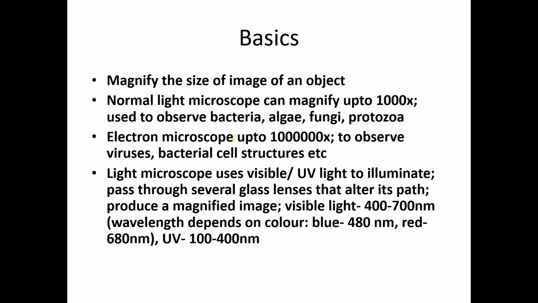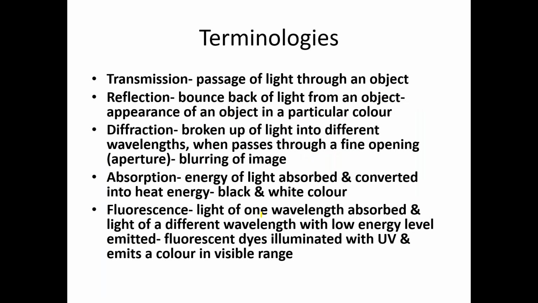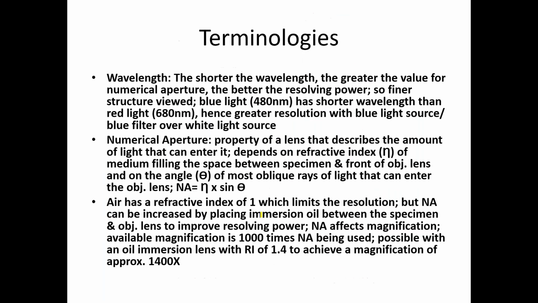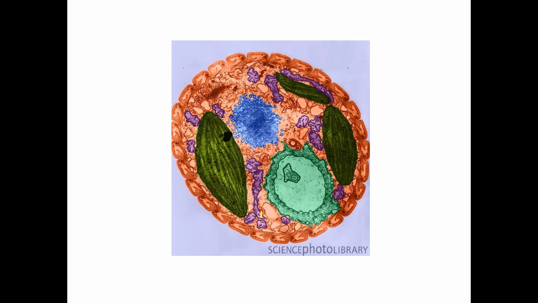In the electron microscope, the magnification is up to 10 lakh times. Fine. Whereas in the light microscope, it is up to 1000 times. The light microscope is used to observe bacteria, algae, fungi, protozoa, that is basically whole cells, whereas the electron microscope is used to observe viruses, bacterial cell structures, etc. Fine. This was the first thing we explained in the class. Clear? So coming back to our electron microscope.